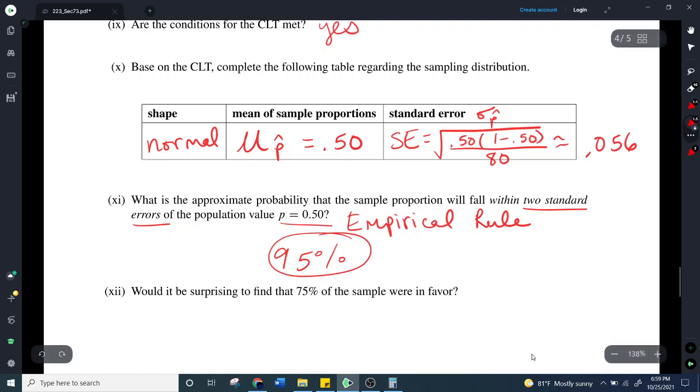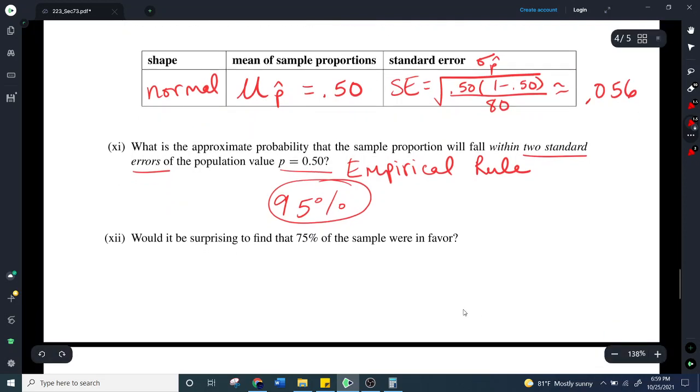That doesn't go away. All right, and then it said, would it be surprising to find that 75% of the sample would be in favor? In other words, if I were to poll 80 people and ask them who they're voting for, would it be unusual or surprising to find that 75% of them actually support this candidate? That's what we need to figure out. So let's draw a quick sketch of what's happening here. We know we're looking at a normal distribution. The mean goes right in the middle, so the mean, or what we expected, was 50%. So 75% is going to be out here somewhere.